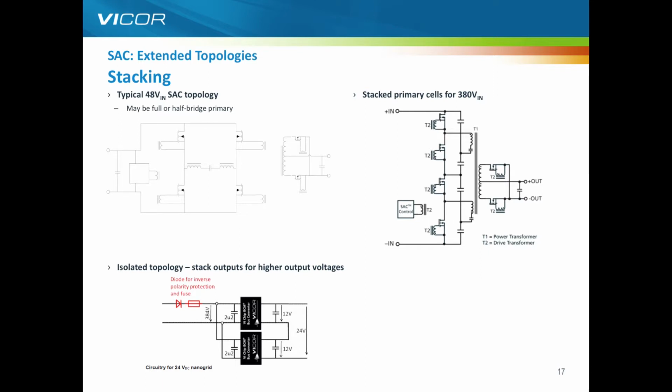Another benefit of the sine amplitude converter, using the fact that this is an isolated converter, means that we can stack the inputs. The top two drawings are basic schematics for, on the left, a 48 volt input device, which happens to have a full bridge on the primary. On the right-hand side, we see stacked half-bridge cells for our 380 volt DC input converters. So you can see that by having this stacking performance, we can increase the voltage to which we can address the component.